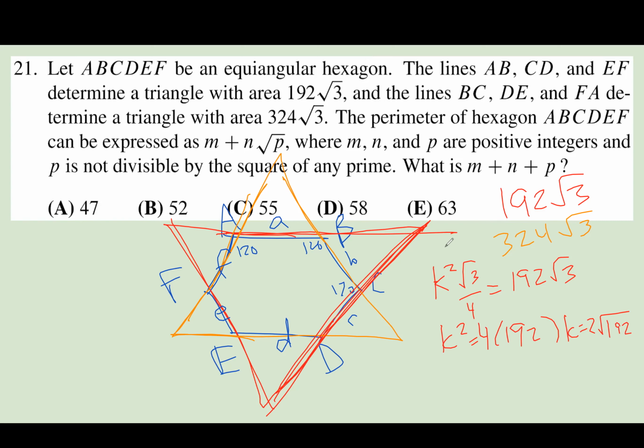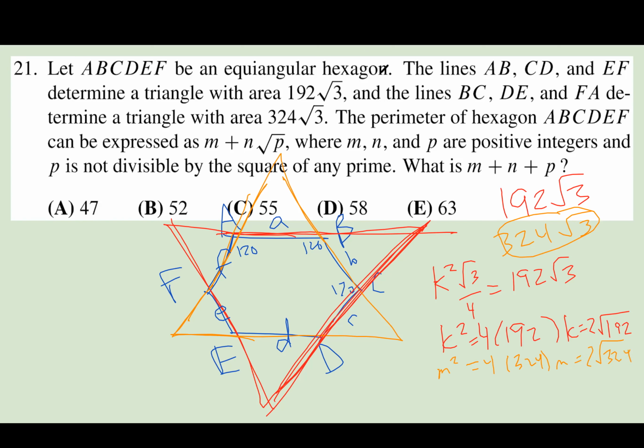And then by using similar logic, I could do the same thing for the orange triangle. I can say M squared root 3 over 4 equals 324 root 3, or M squared equals 4 times 324, or M equals 2 root 324.